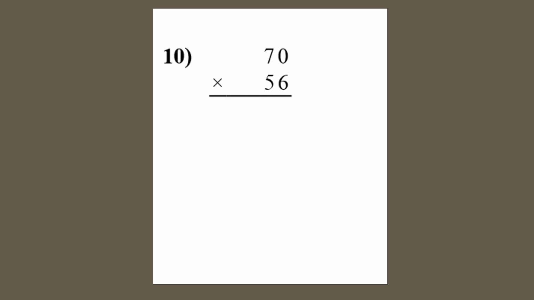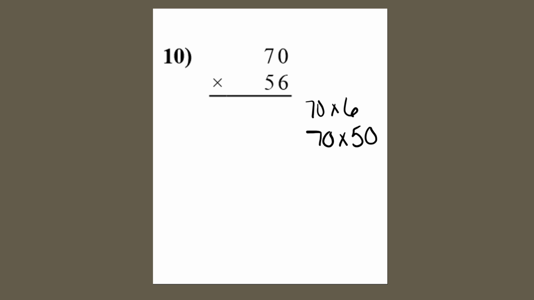Let's try one more problem. So this problem we have 70 times 56. First I'm going to find those two facts and split up my numbers as if it was on an area model. So first would be 70 times 6, and then 70 times 50.